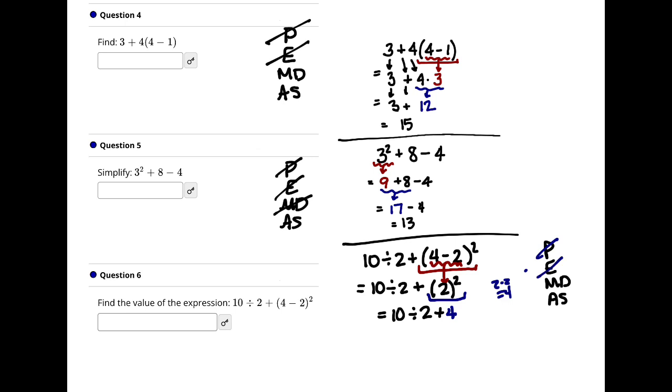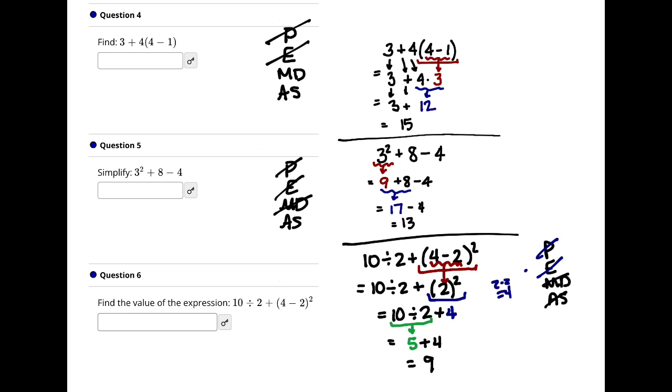Okay, so exponents are done. Now we have a divide and an add. So which comes first? The divide. So we're going to do 10 divided by 2 next, and it gives us 5, right? So this is equal to 5 add, whoops, let's get my color scheme going here. 5 add 4, which then is 9. Okay, so we had every step in that problem.